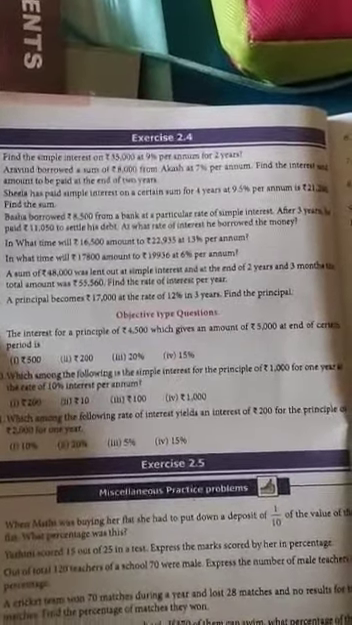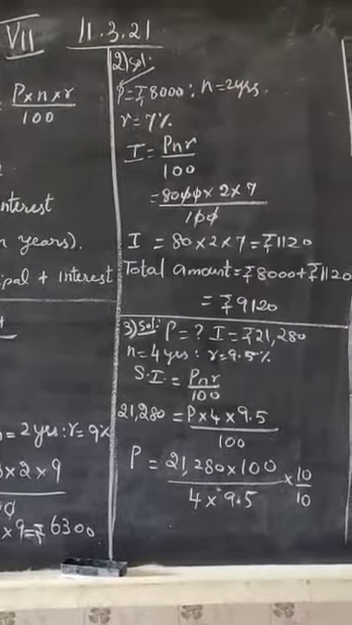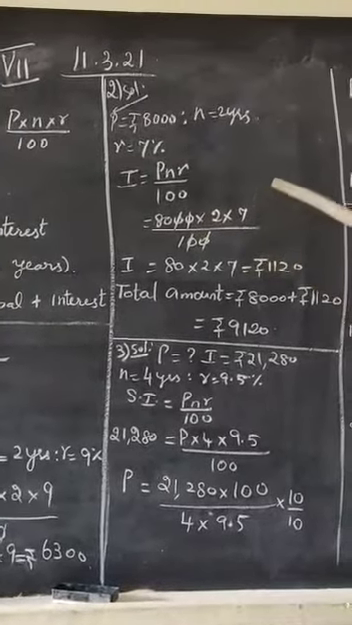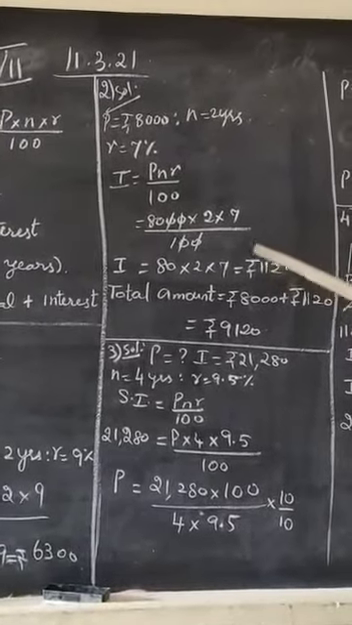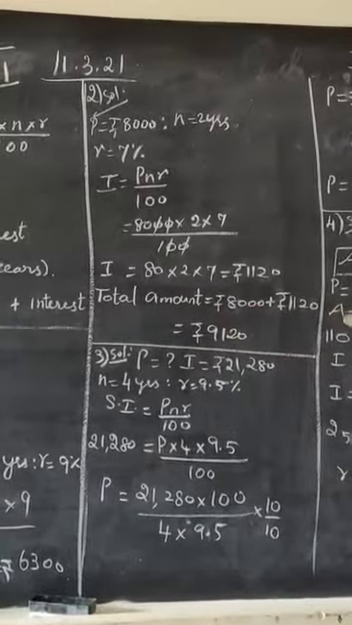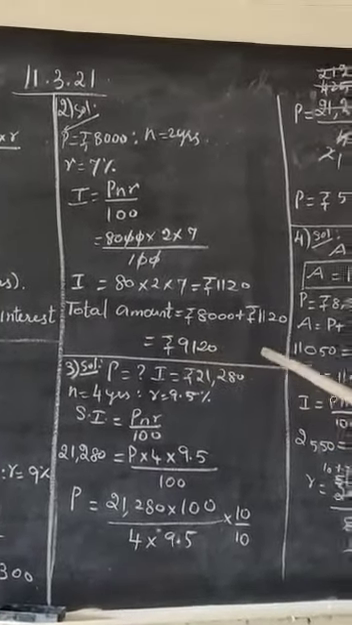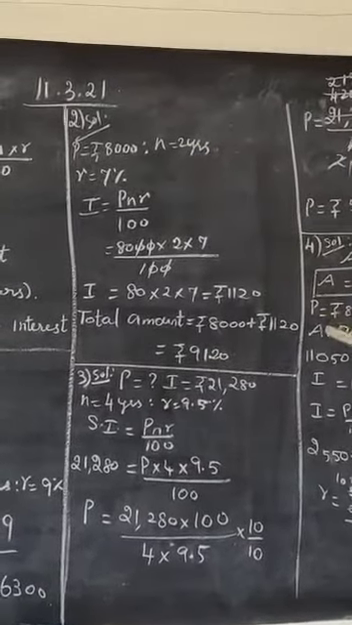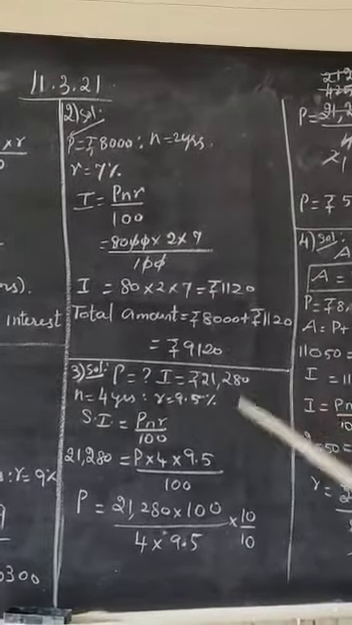Let us see the solution. See the second problem. The principal value is rupees 8,000, N is 2 years, and the rate of interest is 7%. So the simple interest SI is equal to PNR by 100. P value is 8,000 into 2 into 7 by 100, 0 cancels. You get the value of simple interest as rupees 1,120. Okay, now you can find the total amount. The total amount equals the simple interest value plus the principal value. You get the total amount as 9,120.